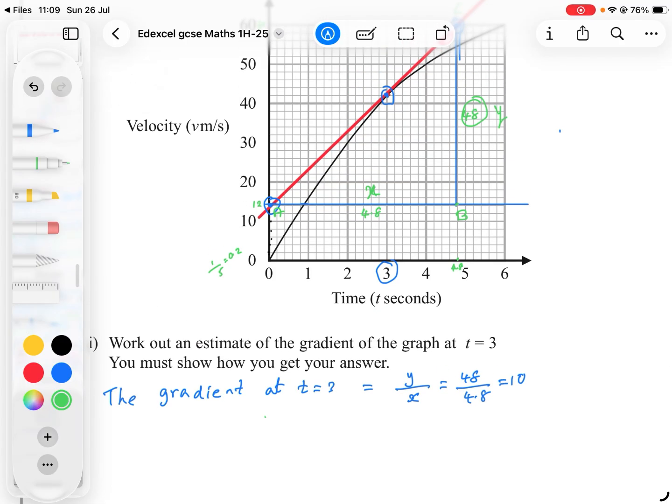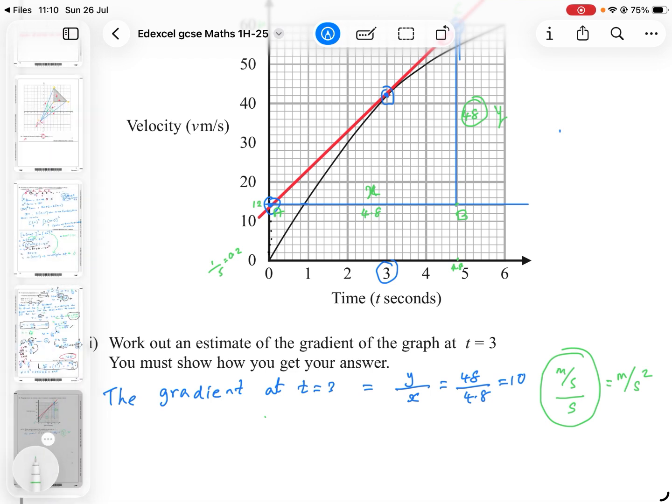When you look at units, velocity unit is meter per second divided by time in seconds. So you can say the units are meter per second squared. So the answer is an estimate, approximately 10.